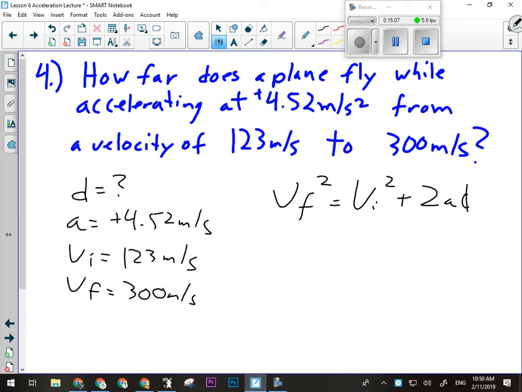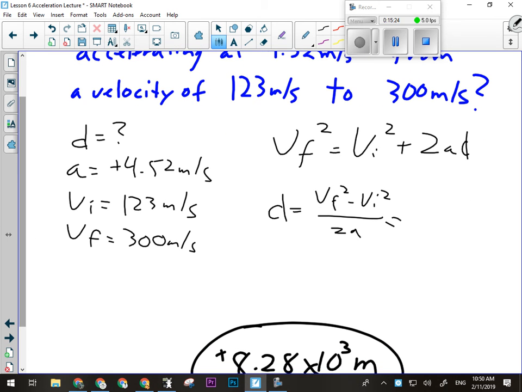All right, and we're looking for D. We have VI, we have VF, we have A. So D will again be VF squared minus VI squared over 2A. We use this formula so often in that form, when we're doing projectile motion, looking for the maximum height of an object, things like that. This formula comes up all the time.